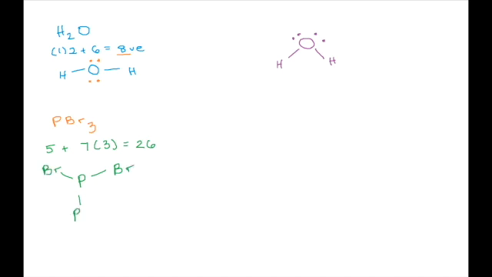Remember, every atom, except for your hydrogen and helium, needs 8 valence electrons. So right now, this bromine only has 2, so I'm going to add 6. I'm going to add 6. And I'm going to add 6. Then phosphorus right now has 2, 4, 6, so it needs 2 more.